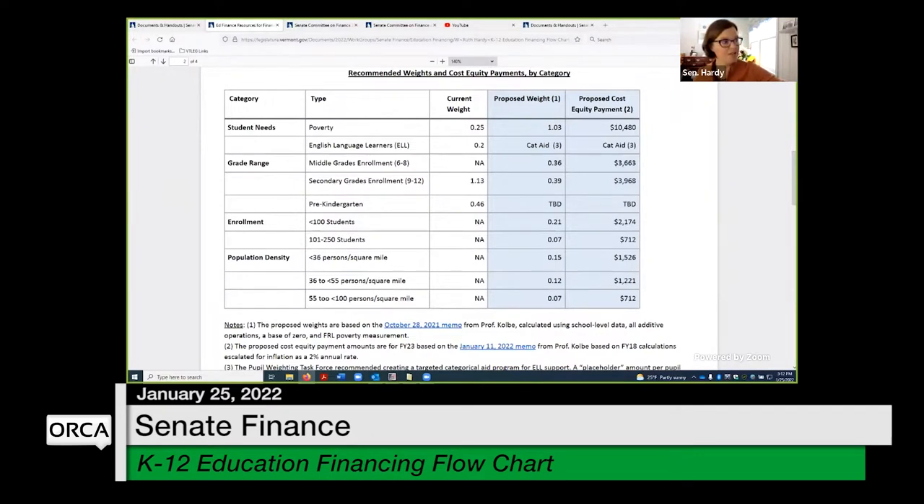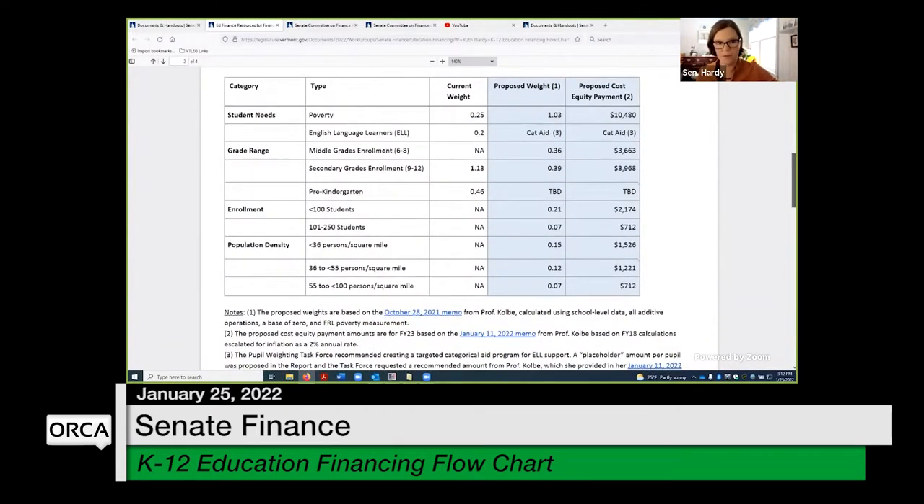English language learners is on this chart, but again, the recommendation of the task force was to do a categorical aid, and that is being considered, whether or not they do that or do something different, propose something different, is being considered by the education committee.